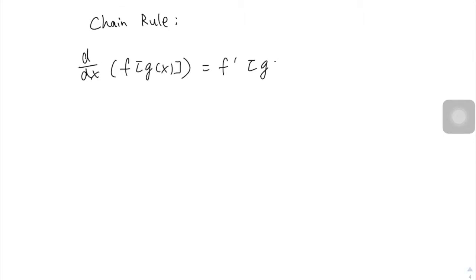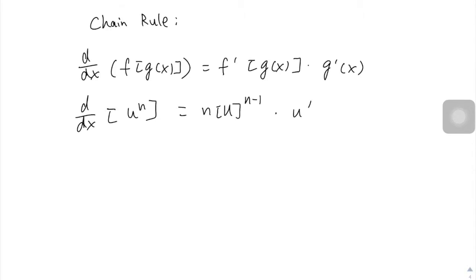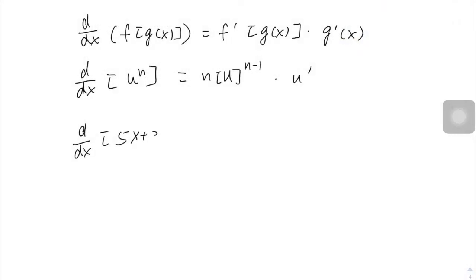Then it comes to the chain rule. The derivative of f(g(x)) equals f prime g(x) multiplied by g prime x. And according to the power rule, the derivative of u to the n is n u to the n minus 1 multiplied by the derivative of u. Then let's look at this example.